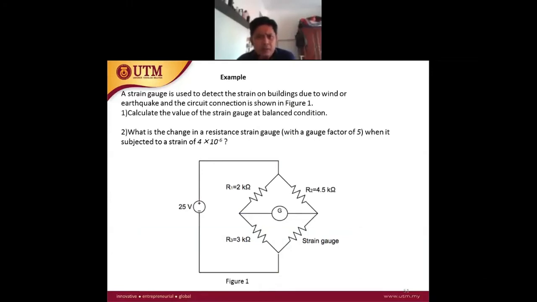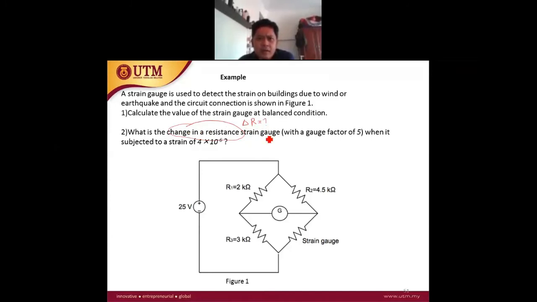Another example: a strain gauge is used to detect the strain on a building due to wind or earthquake, and the circuit connection is shown in Figure 1. First, calculate the value of the strain gauge at balance condition, and second, what is the change in resistance with the gauge factor? The change in resistance, delta R. What is the delta R?